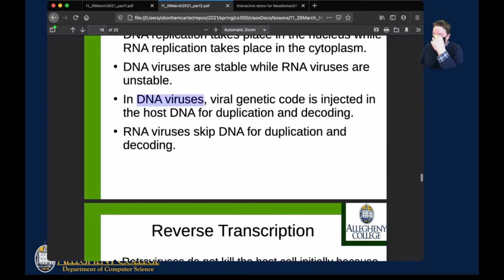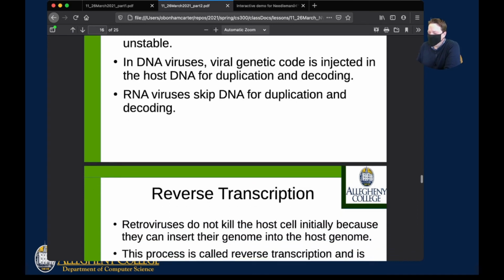But for DNA viruses, this viral code is injected into the host DNA, and so that means that some part of the virus is able to actually get inside the nucleus and start meddling with the host's DNA, which is like a major security violation. It's like you're suddenly getting to this vault and messing around with the code in the DNA. It's a major affront to the cell.